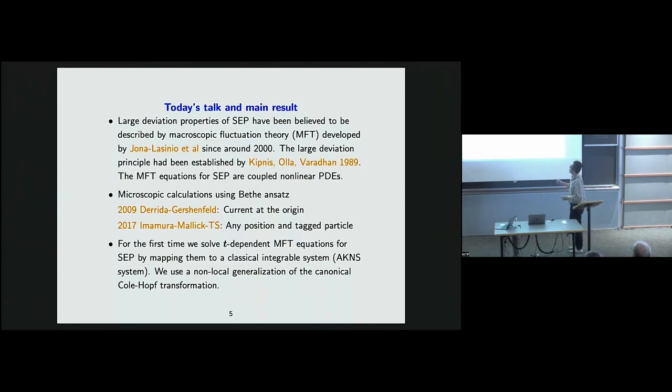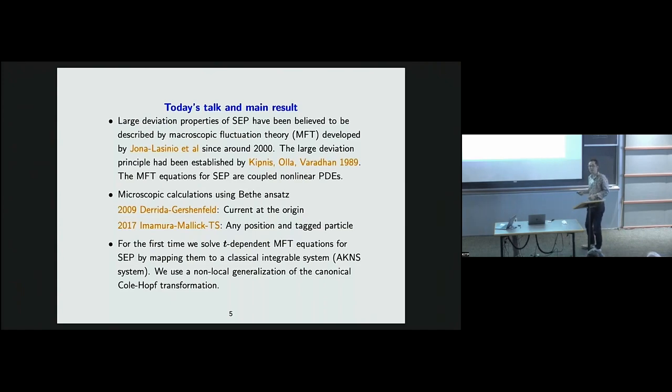In the meanwhile, there are some microscopic calculations using Bethe ansatz because, as I mentioned, SEP is also integrable, basically the Heisenberg spin chain. So already in 2009, Derrida and Gerschenfeld could study the large deviation for the current at the origin, and we also succeeded in generalizing this result to any position current large deviation and tagged particle problem. But this was not solving this MFT equation.